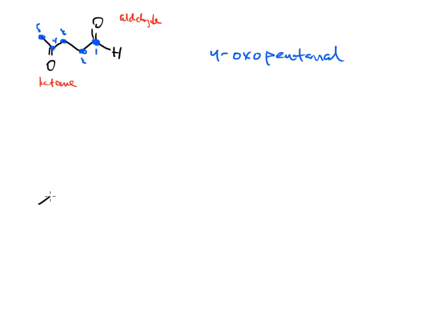We'll do another zigzag, zigzag, and then an OCH3 here at the end. We'll do a double bond O there, and we'll do a double bond O here.